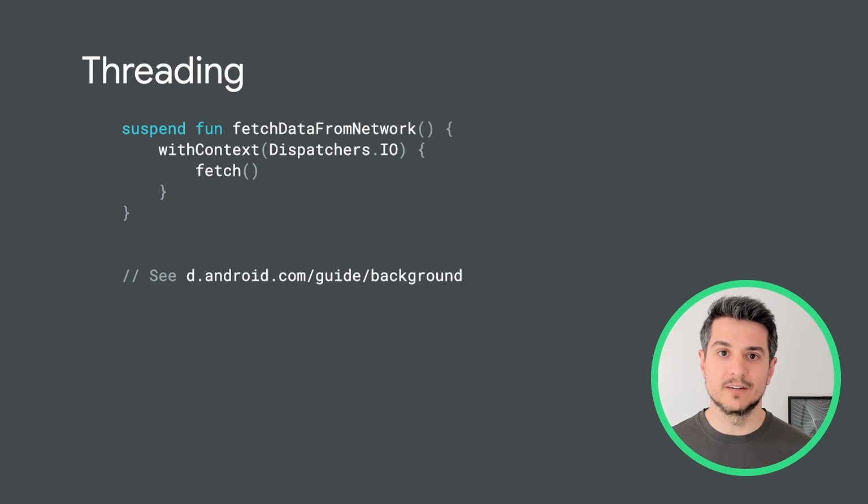Let's talk about threading now. Calling data sources and repositories should be main safe, to call from the main thread. This means that the repositories or data sources are responsible for moving the execution of their logic to the appropriate thread when performing long-running or blocking operations.